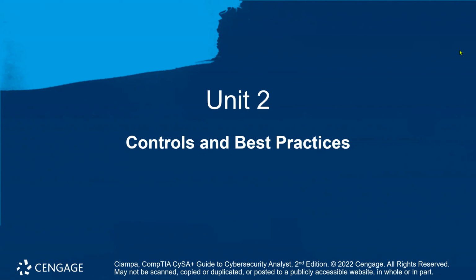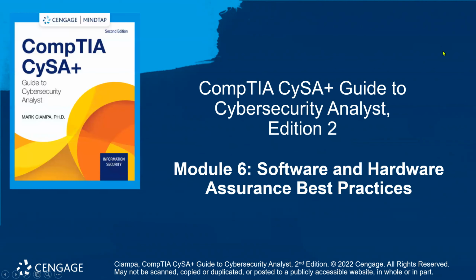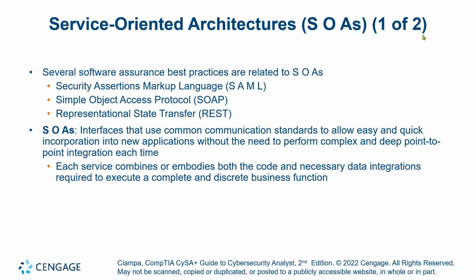All right, so we are on module 6, software and hardware assurance best practices. Service-oriented architectures. We went over a little bit of this in the last module. Several software assurance best practices are related to SOAs: Security Assertion Markup Language, or SAML; Simple Object Access Protocol, SOAP.